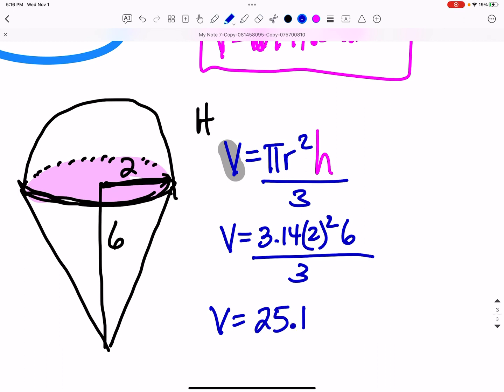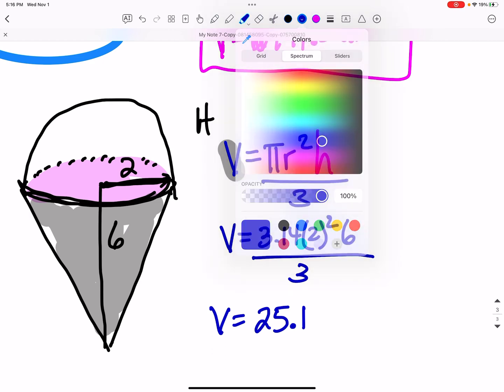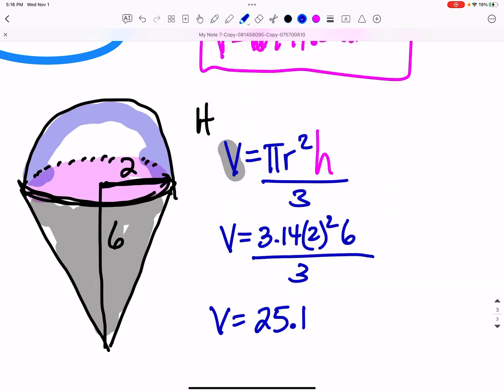Okay, but so far we've just done the ice cream cone. Now we got to do the actual ice cream on top. We'll do that in blue. Now the whole half, that's just a hemisphere. That's half of a sphere. Normally a sphere is 4/3 pi r cubed, but now that we're only taking half of a sphere, we're going to do 2/3.